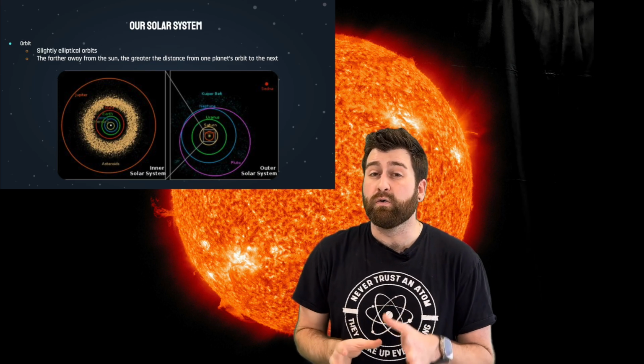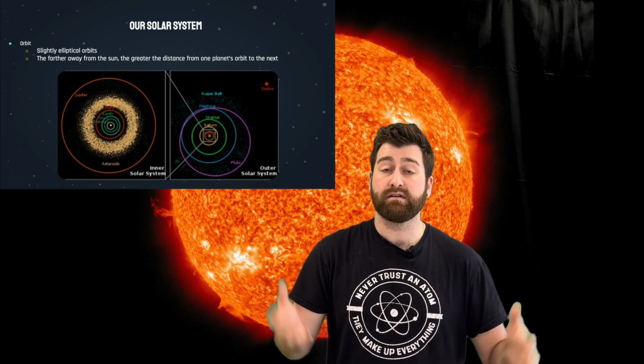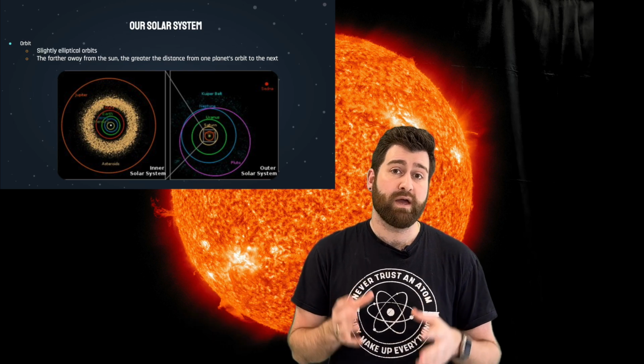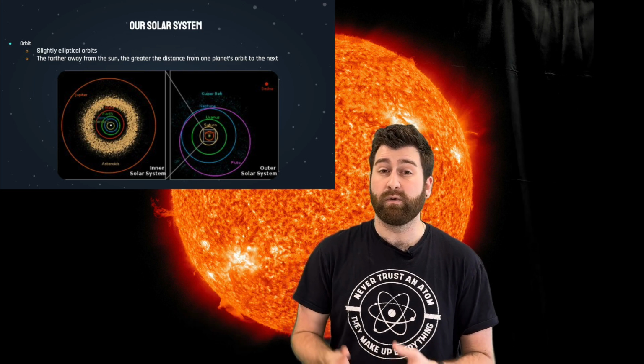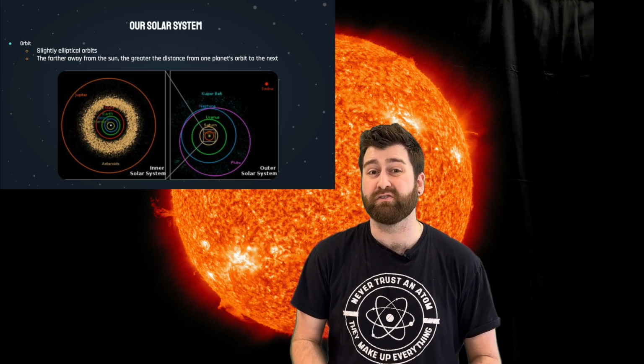It's important to note that the farther a planet is from the sun, the longer it takes to complete one orbit. And this is why Mercury orbits very quickly, whereas Neptune takes 165 Earth years to go around the sun one time. And that brings us to the end of today's lesson.